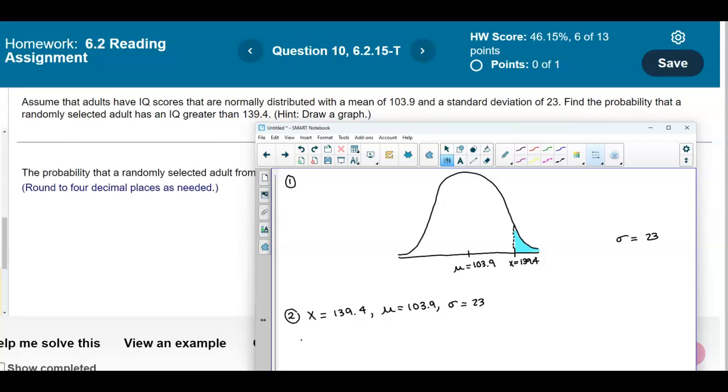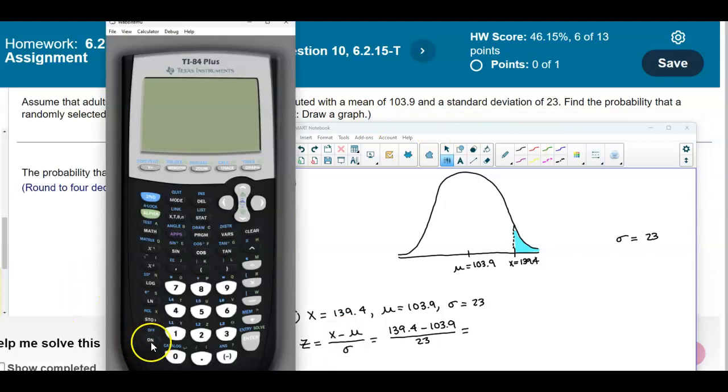So now we're going to use our z-score formula to find the z-score, and we know that the z-score is equal to x minus the mean over the standard deviation. So x is 139.4 minus the mean of 103.9, and then we're dividing that by 23. And then we're going to round that to 2 decimal places. So let's go ahead and do that. We have 139.4 minus 103.9, and then we're going to divide that by 23. Rounding it to 2 decimal places gives us a z-score of 1.54.